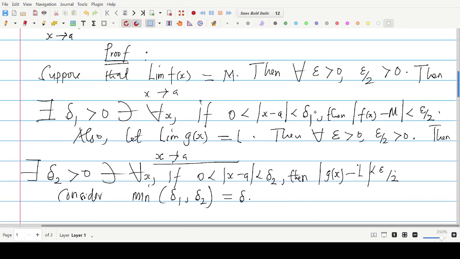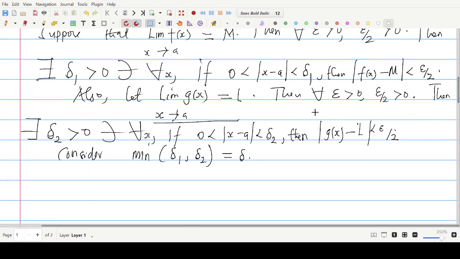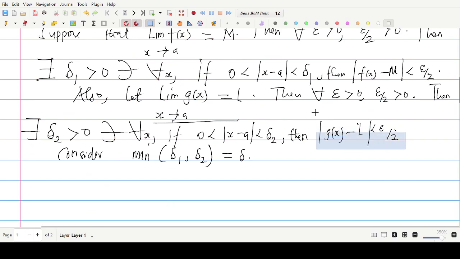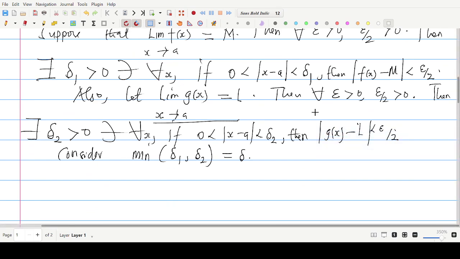It's okay. Then we have this. All right. So if this condition is true, this is an epsilon condition, right? It's an epsilon condition. We are seeing that now.